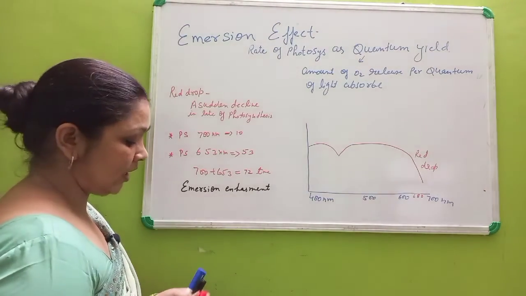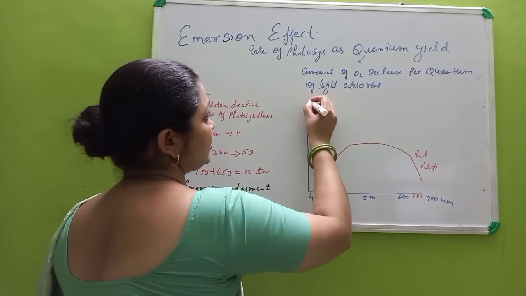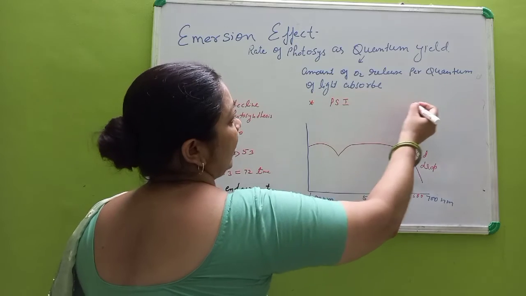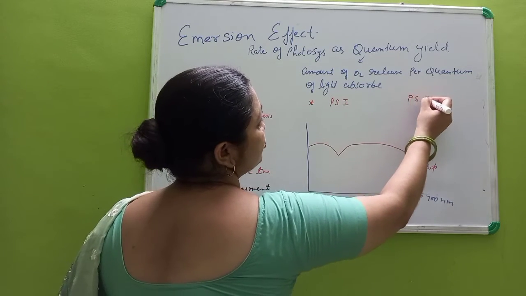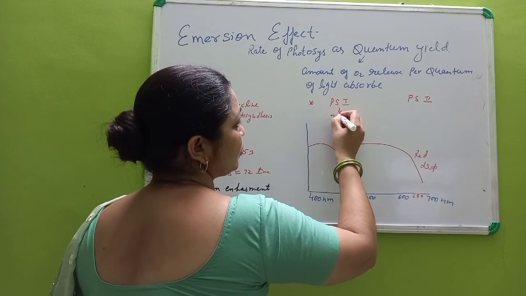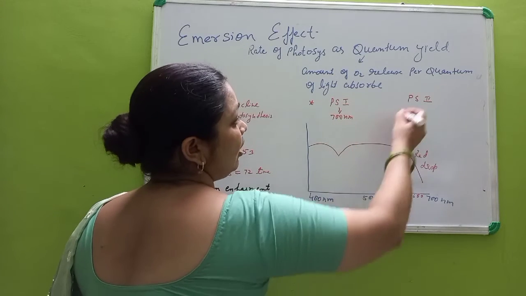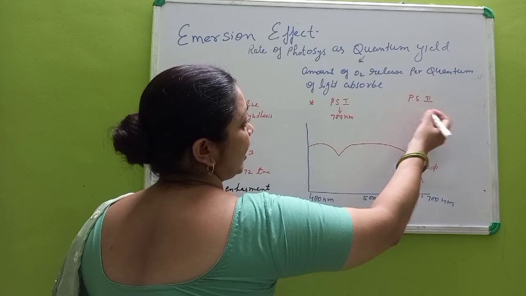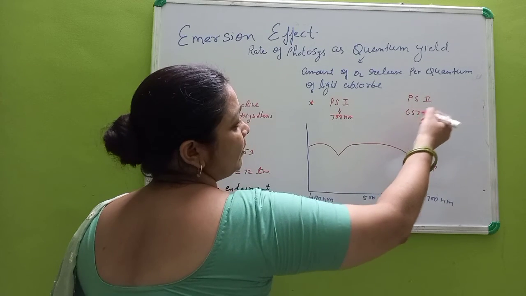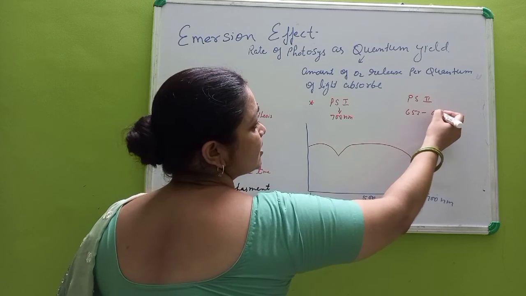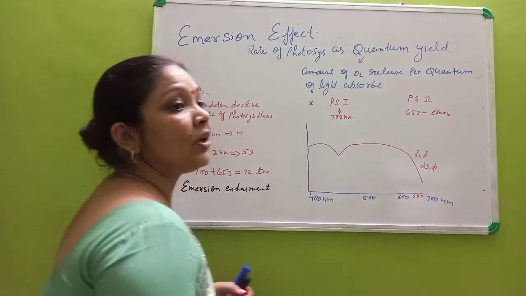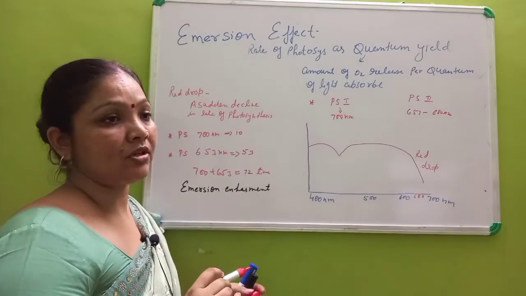that there are two types of photosystem present, one is photosystem 1 and the other is photosystem 2. Photosystem 1 absorbs light of about 700 nanometer, whereas photosystem 2 absorbs light of 653 nanometer, or you can say a wavelength of 653 to 680 nanometer. And in most of the books it is written 680 nanometer. So it absorbs light of 680 nanometer.